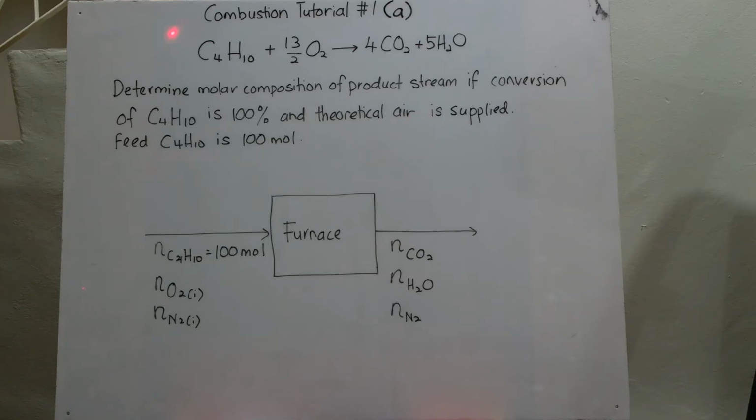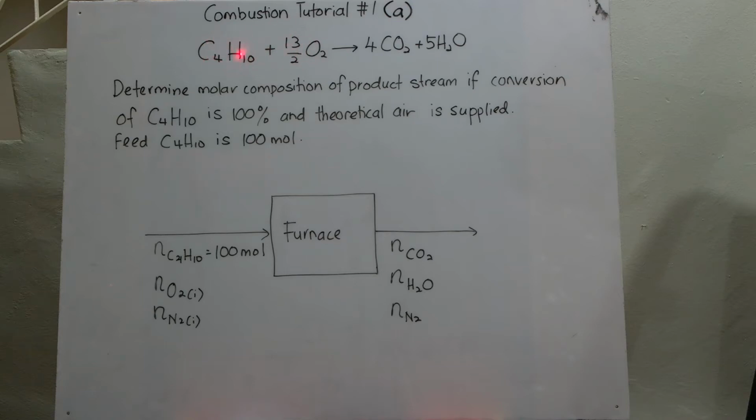Okay, so for the question, we are going to use this example where butane is burnt with oxygen producing carbon dioxide and also water. So this is the equation. The question wants us to find the molar composition of the product stream if conversion of butane is 100% and the theoretical air is supplied. So we will use 100% of butane that is fed into the process. Since theoretical air is given, that means it will follow the conversion.